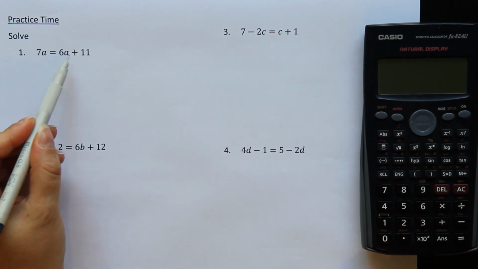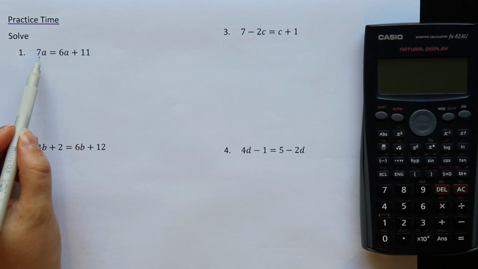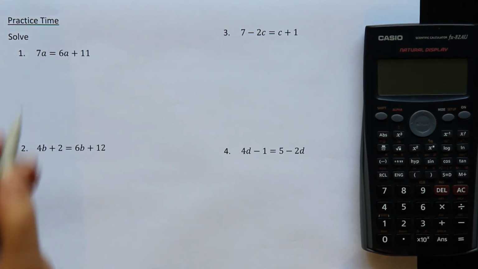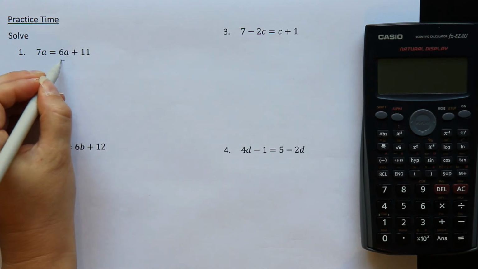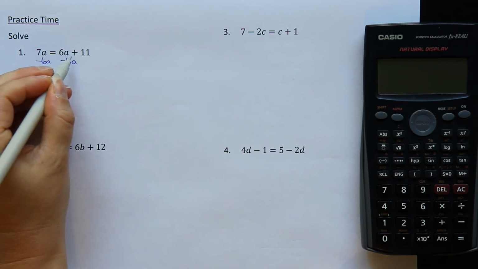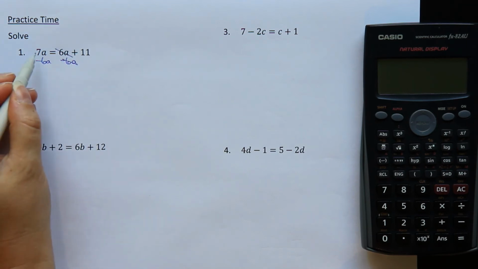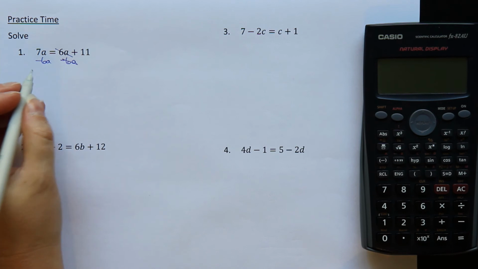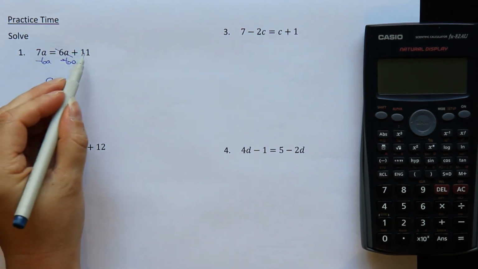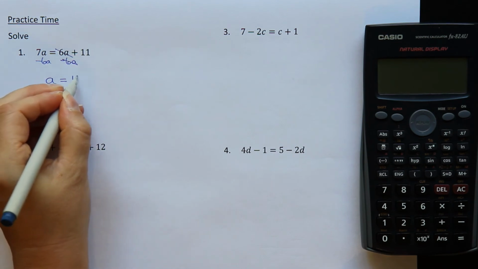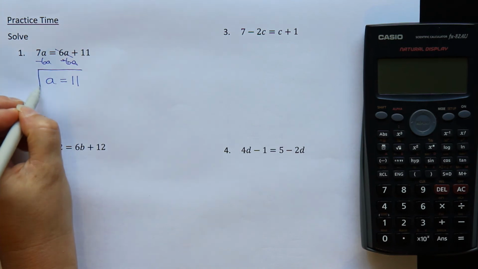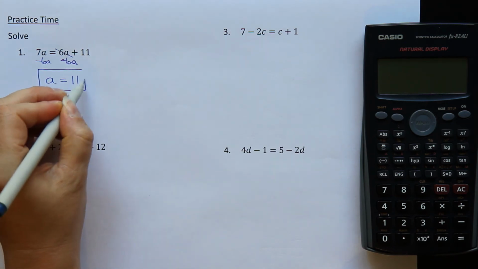7a equals 6a plus 11. So which is smaller, 7a or 6a? 6a is smaller. To move it, I do the opposite, which is to subtract 6a from both sides. That will cancel that. 7a minus 6a is just 1a, or a, is equal to, and on this side all that's left is 11. So in this case, I have my solution already. It was just one step. A is equal to 11.